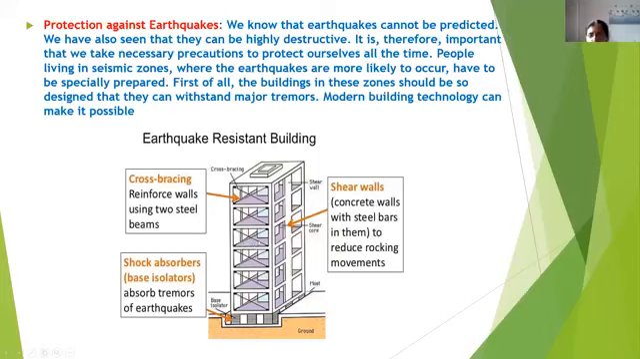Now you can see the picture, an earthquake resistant building, which consists of cross bracing, that is reinforced walls using steel beams, as well as shear walls, that is nothing but a concrete wall with steel bars placed in them, so that it reduces the shocking rocking movements or trembling movements due to earthquake. And also there will be a shock absorber kept at the base, called base isolators, which absorbs tremors of the earthquake. So in this way, by using modern building technology, we can protect ourselves from the destructive nature of earthquakes.